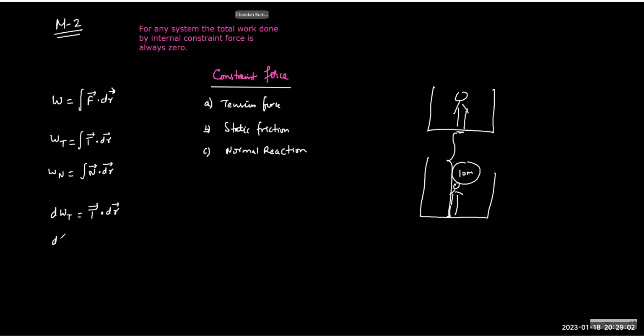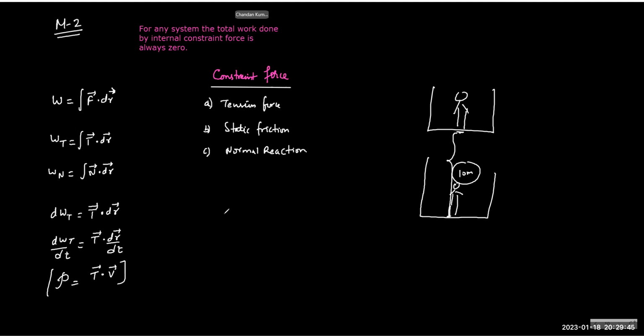The rate of doing work is called power. So this is called power by definition. The power is T dot dr/dt, and what is dr/dt called? V, velocity. So T dot V is nothing but the power, which is the rate of doing work. If work is zero, then power is also going to be zero, isn't it?